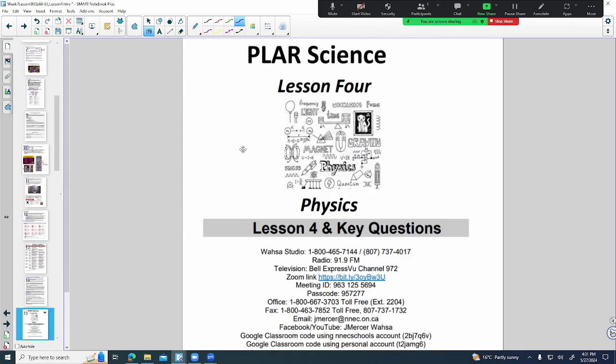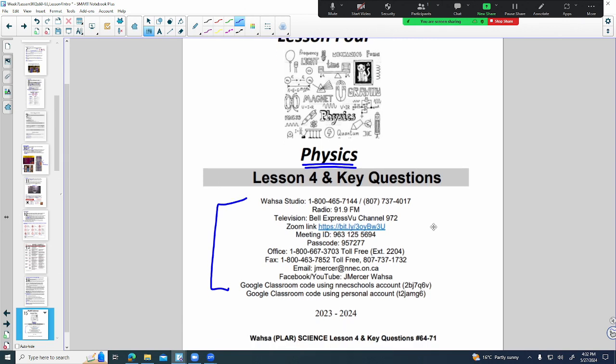Okay, so here is lesson 4. Now your lesson 4 is physics. Each lesson will have the same information. So that's your cover page for lesson 4. It gives you the WASA studio number. It gives you the television for Bell Express View channel 972. So if you have that, you can check out our WASA classes. Now remember, this is audio. You won't see my desktop if you're listening to Bell Express View channel 972.